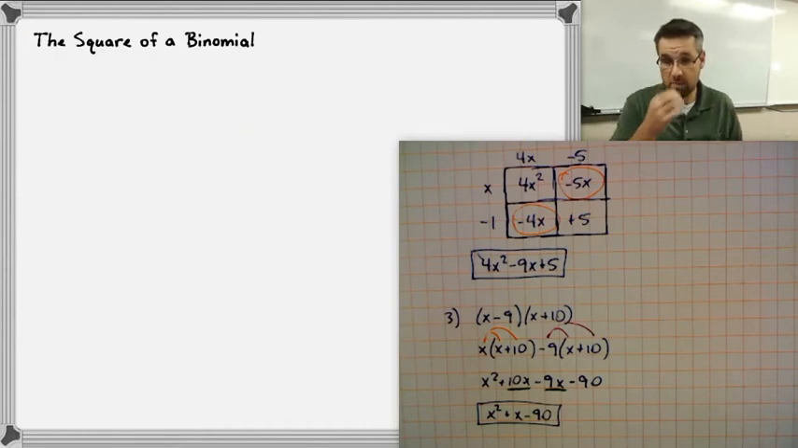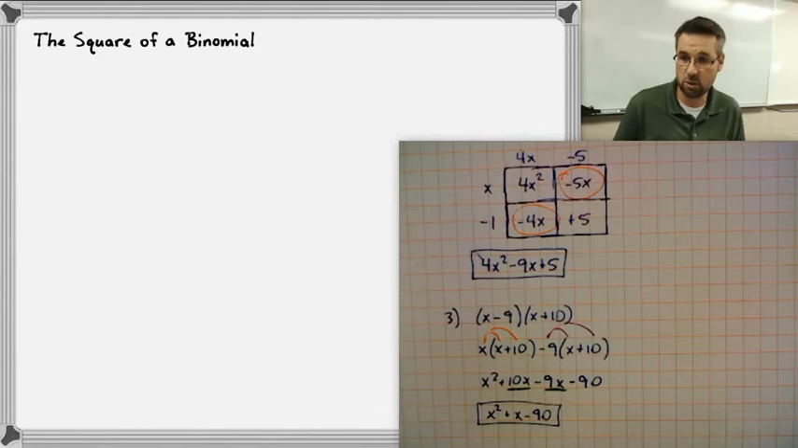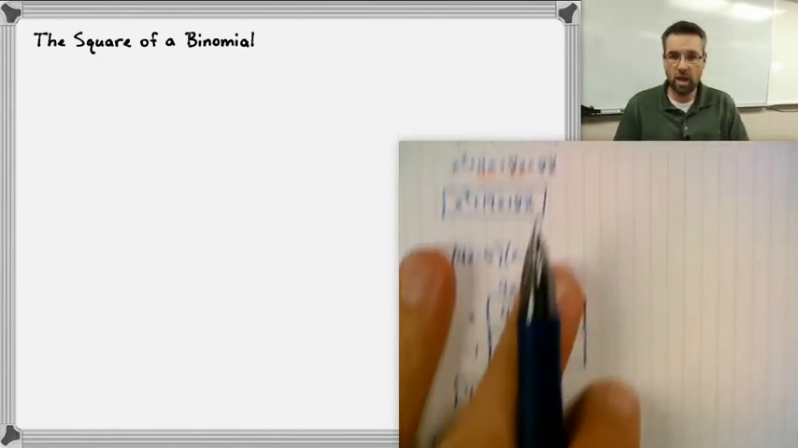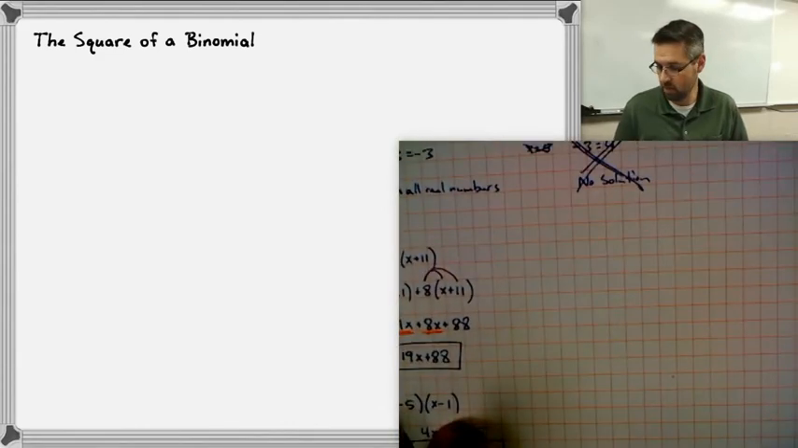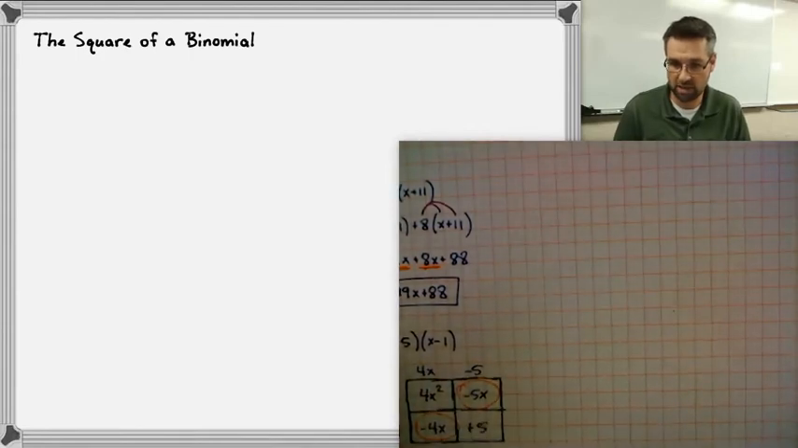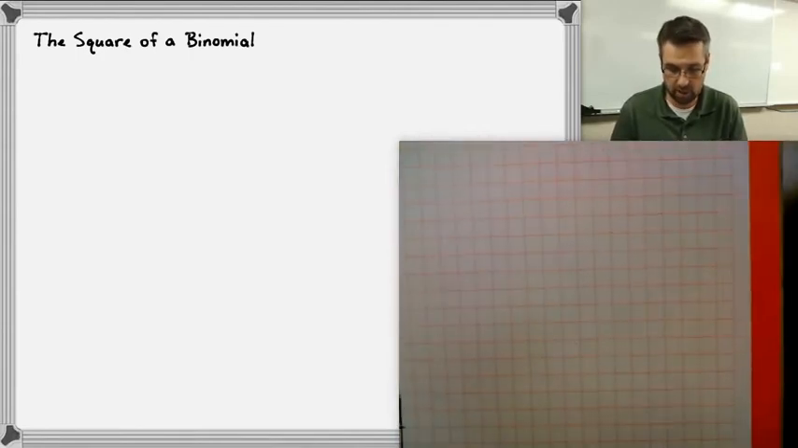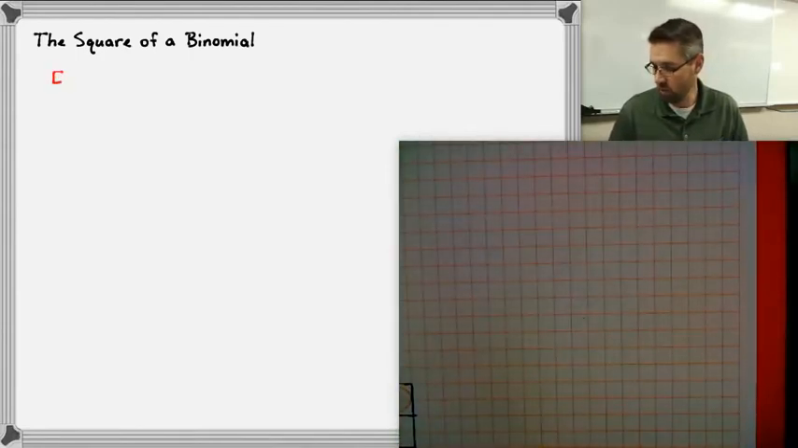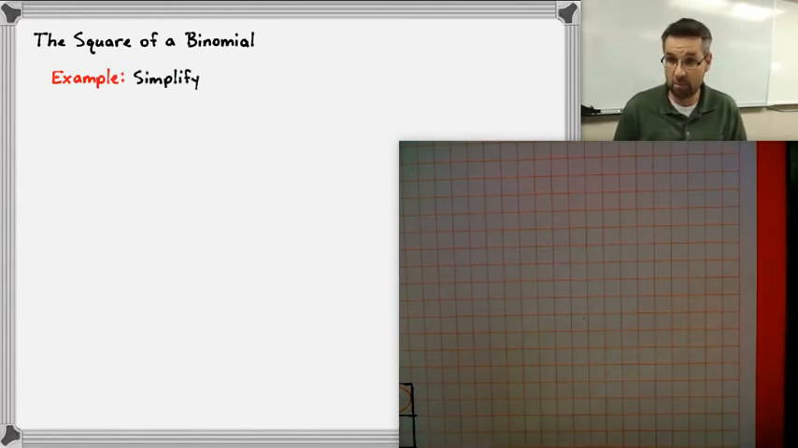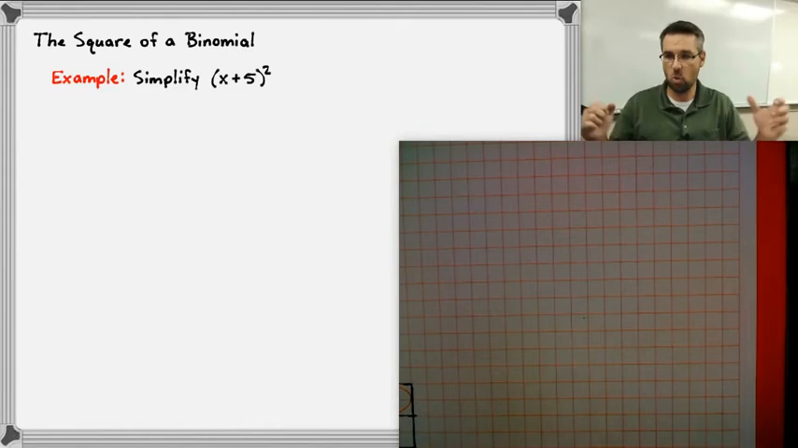Now this is going to be on the right-hand side because these are notes, okay? The square of a binomial, okay? I want you to write this entire slide down for me, okay? The squaring of a binomial. Well, here's an example. You can write this down. Simplify x plus 5 squared.